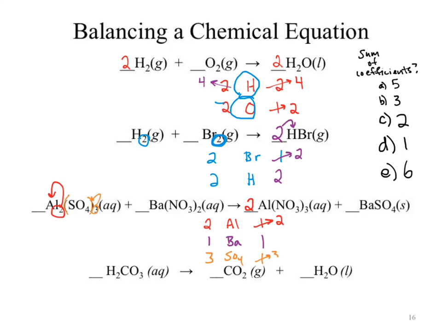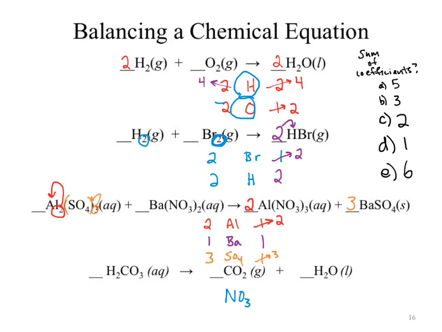I need to have a 3, which means I put the 3 right here, right? No, that does what? Changes the formula. Once we start balancing the equation, you cannot change the formulas. So the 3 shows up in front. Are our sulfates now balanced? Yes. So what do we move to?